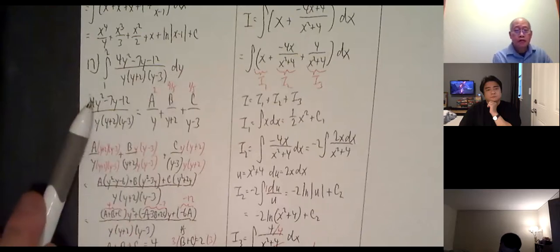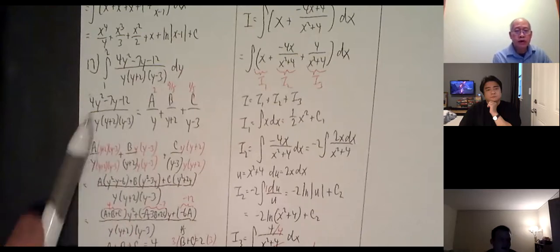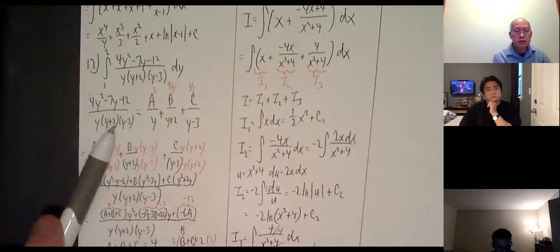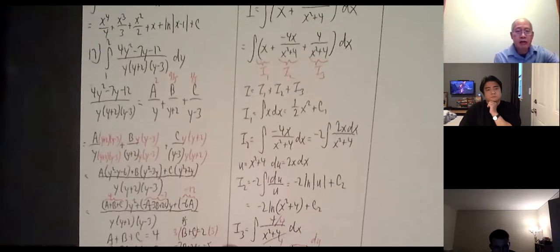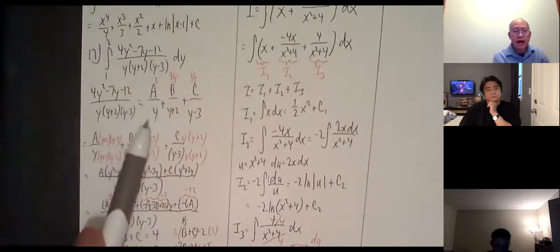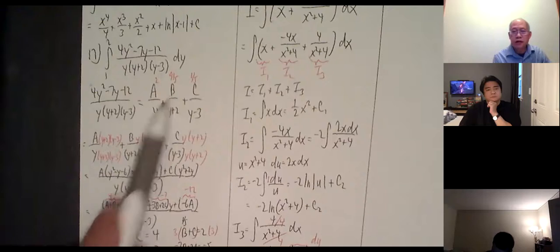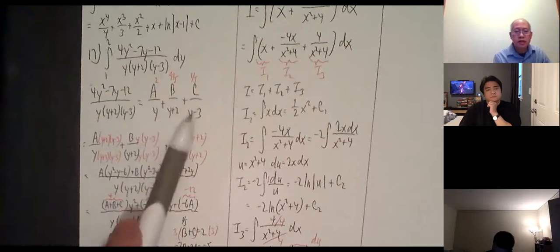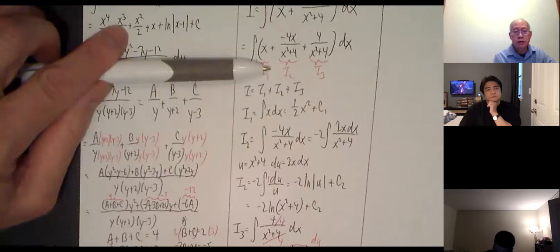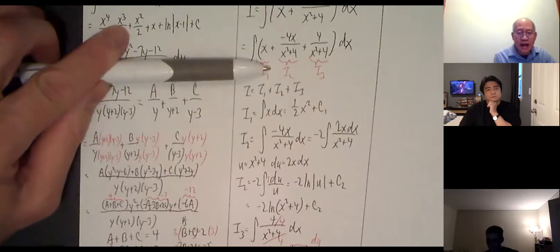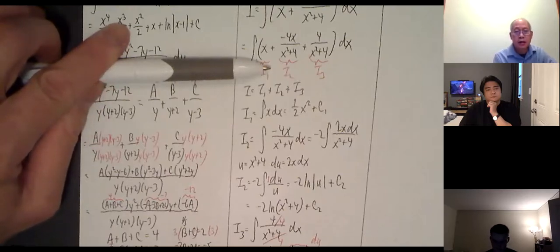Okay, so 4y squared minus 7y minus 12 over y times y plus 2y minus 3. This time I break it down into this: A over y plus B over y plus 2 plus C over y minus 3. Ignore this for the moment. And now I have to find A, B, and C.